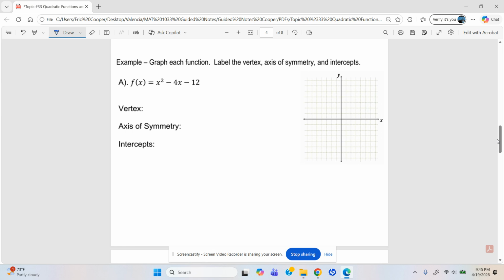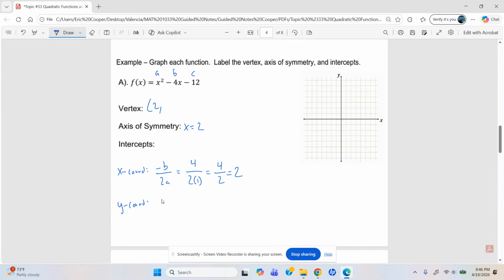Let's try again with this function. So again, for the x-coordinate of the vertex, we're going to do negative b over 2 times a. So here's a, here's b, here's c. So b is negative 4, so I want the opposite of negative 4, so it's positive 4 over 2 times a, which is just 1. So this is 4 divided by 2, so the x-coordinate of the vertex is 2. It also means the axis of symmetry is going to be at x equals 2.